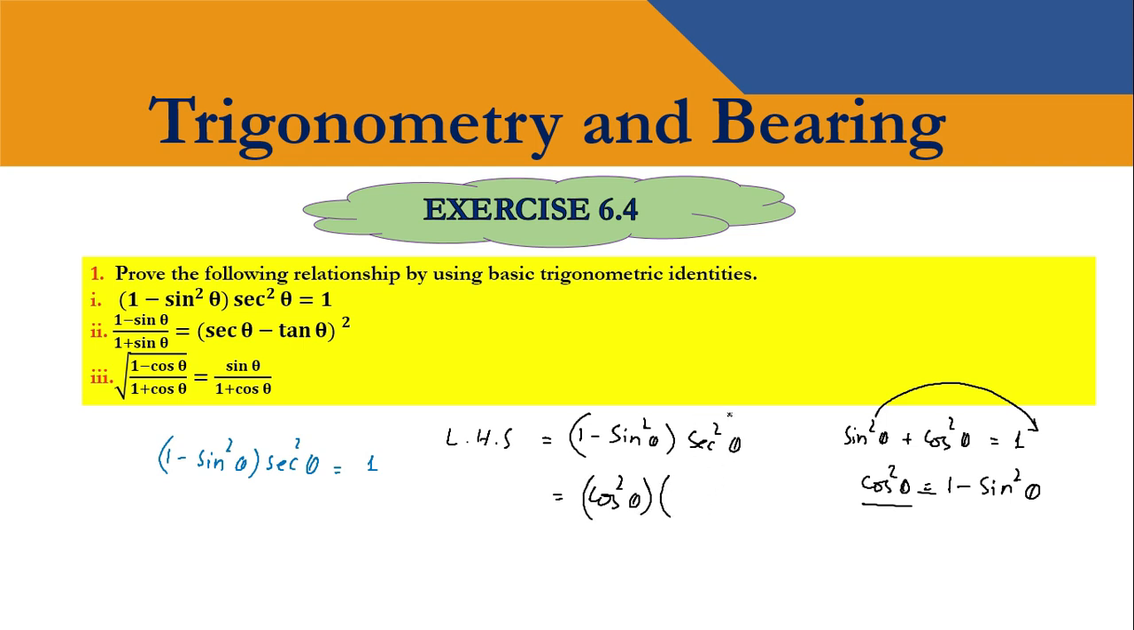We also know with the help of reciprocal identities that secant theta is equal to 1 over cos theta. So now putting the value of secant theta here, 1 over cos, because it is square, so it is cos square theta. Now cos square theta cancels with cos square theta, and our left hand side is equal to 1, and our right hand side is also equal to 1. So left hand side is equal to the right hand side. Hence our trigonometric identity in part number 1 is proved here.